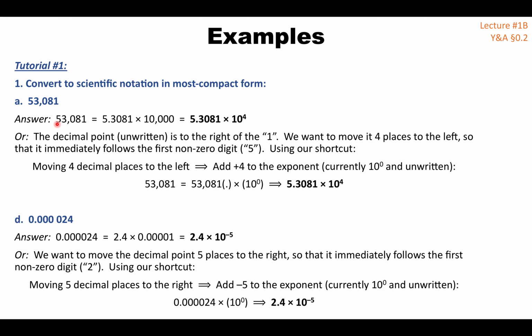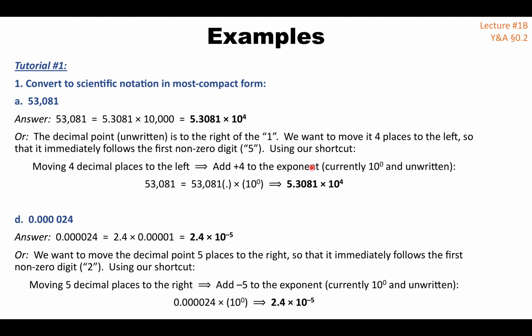The other way to do it is to use our shortcut that we were talking about for moving the decimal point to the right or the left. So start with the original value. Where's the decimal point now? Well, as we know, it's customary not to write it when there is no decimal component to the number, but it's understood as being just to the right of the 1. And where do we want it to go? We want it to go over here to the right of the first non-zero digit, which is the 5. So that means we want to move the decimal point 4 places to the left.